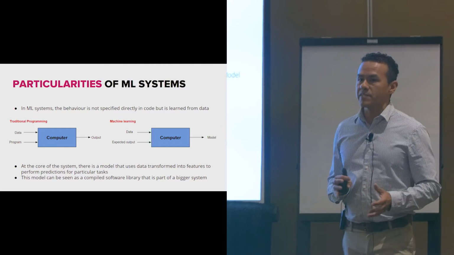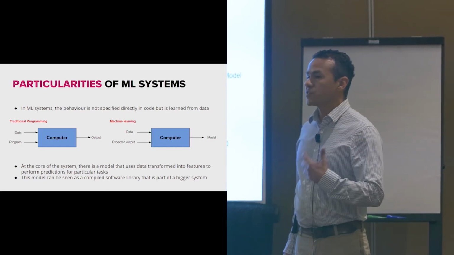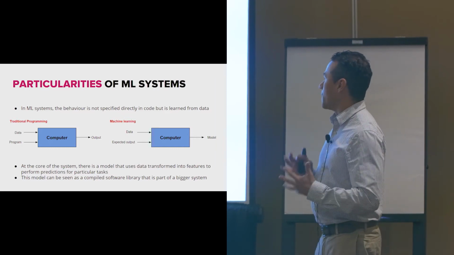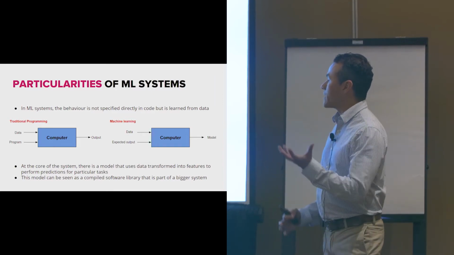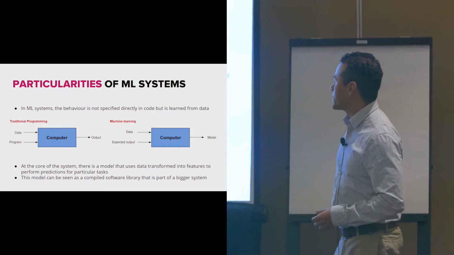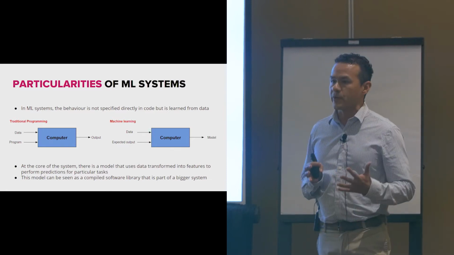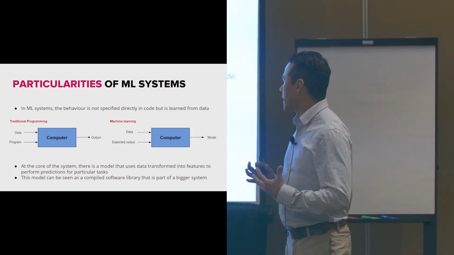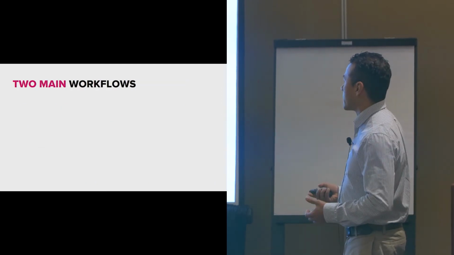In machine learning, there's a part of the system which is not written by a programmer, but instead by a computer. So the computer generates a model which is created by taking input data and expected outputs, and is actually learned. At the core of the system, there's this model that uses data that is transformed into features to perform predictions for particular tasks. And we can see the models used in machine learning as compiled software libraries that are put as part of a bigger system.